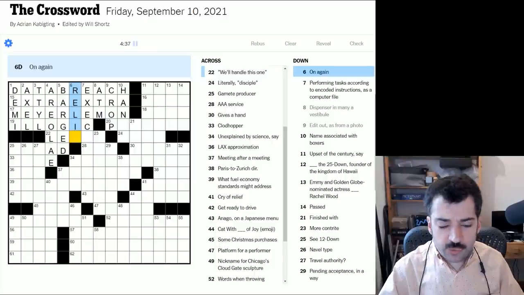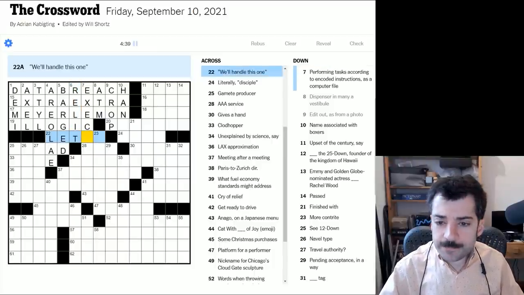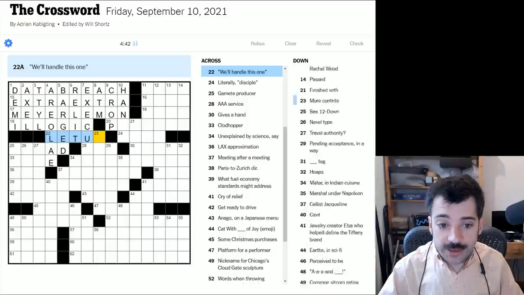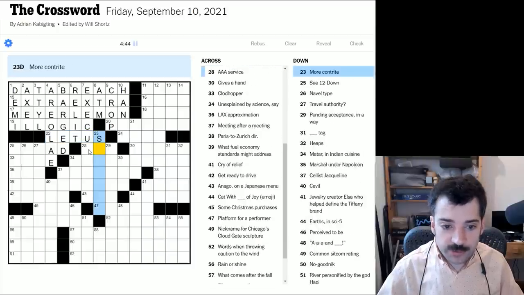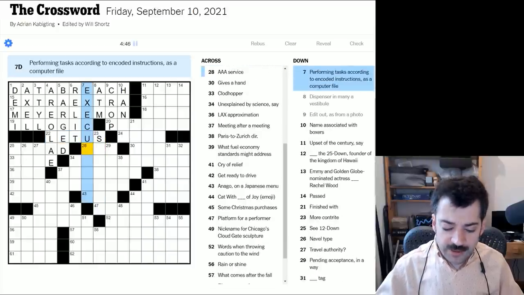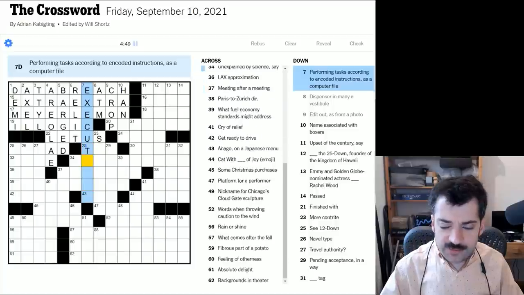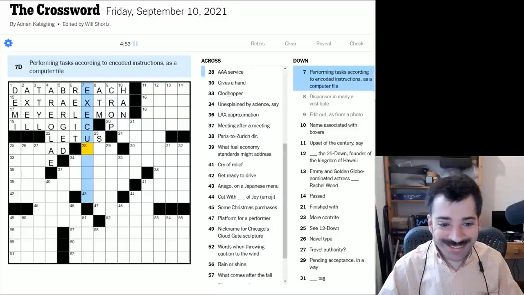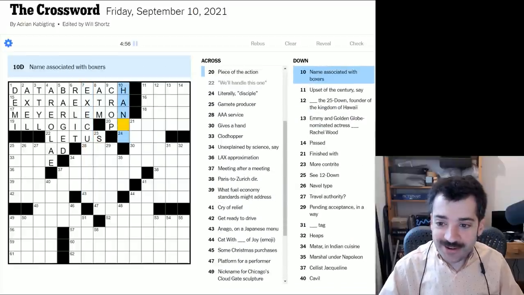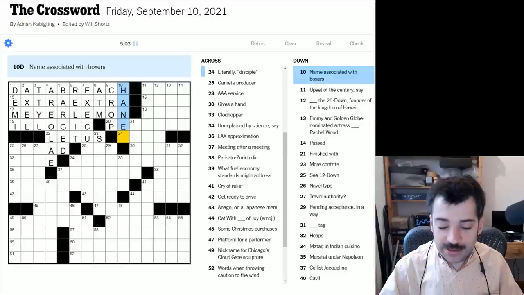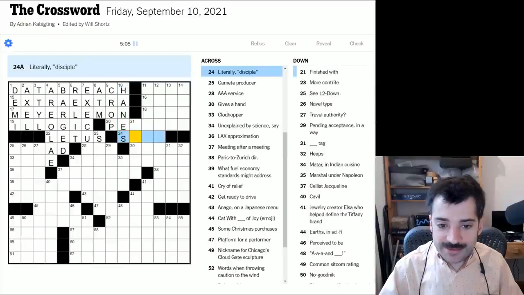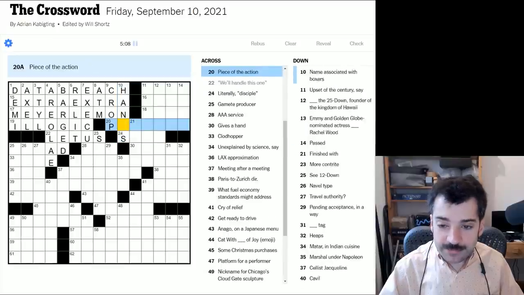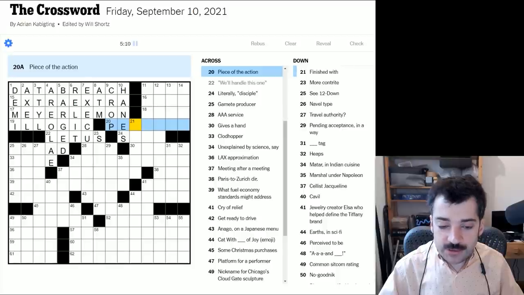So on again, could it be relit as in a candle or something? We'll handle this one. We'll solve this crossword. Perform, maybe it's executions. I don't know. This is really taunting me. There's probably some very obvious thing. I'm sorry. Name associated with boxers. Oh, Hanes, as in boxer briefs, underwear, pants. Hanes is a brand.